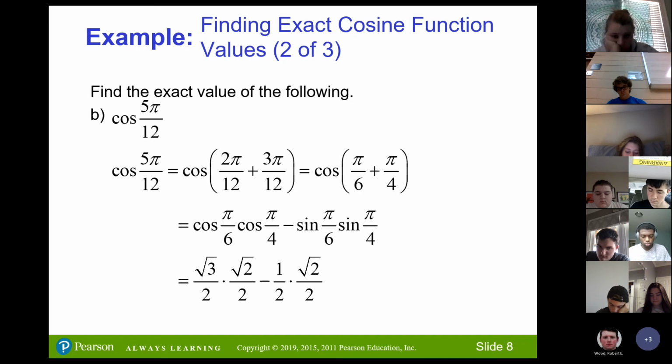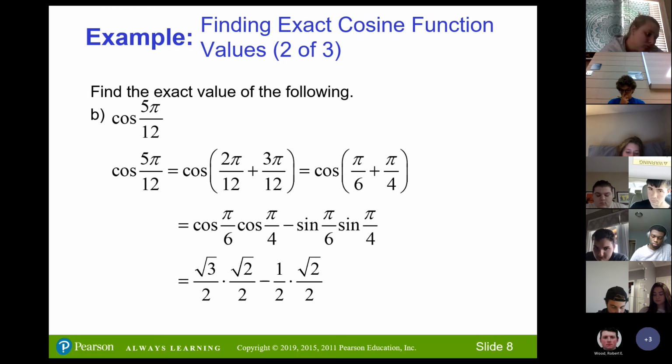Over times square root 2. I got mine backwards. So I've got square root of 2 over 2 times square root of 3 over 2 minus 1/2 times square root of 2 over 2.